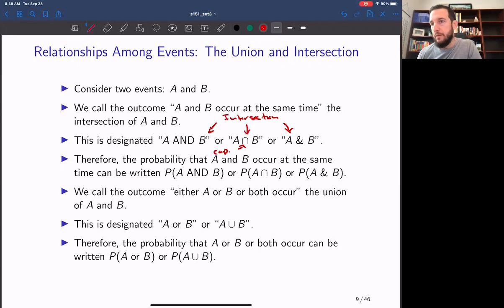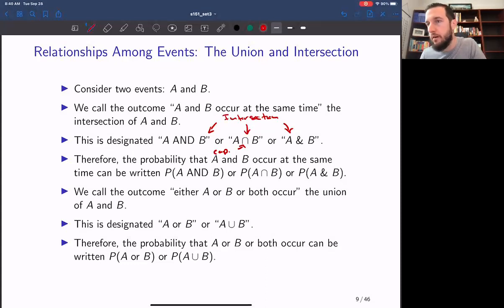We can write the probability of the intersection using our standard P notation. So you can see below I have P of A and B, P of A cap B, or P of A ampersand B. All of these mean the same thing, just the probability of the intersection. So when we don't have the probability symbol, we're asking for a list. When we have the probability symbol, we're asking for the probability. So those are two different things. So we can either list all of the outcomes, or we can give the probabilities of the outcomes. And I'll show some examples of that in a little bit.